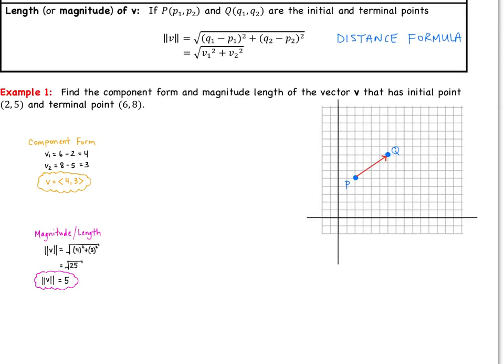If we were to graph this, our initial point is P, which is the point (2, 5), and we go in the direction of Q, which is the point (6, 8). So note how we would graph that.